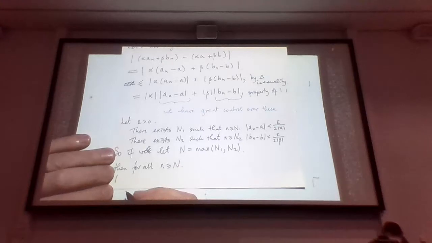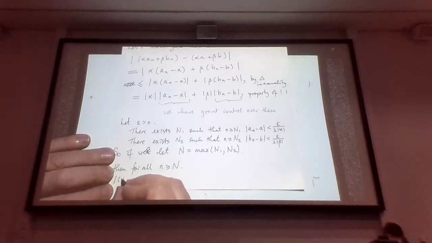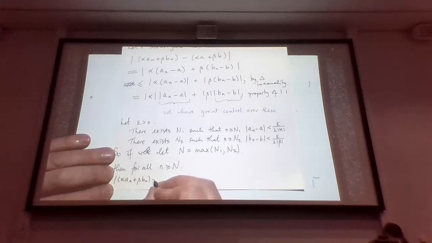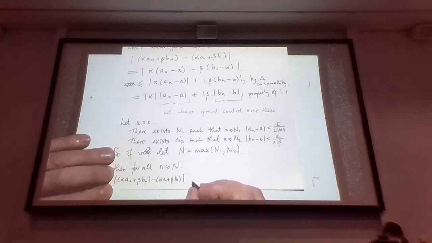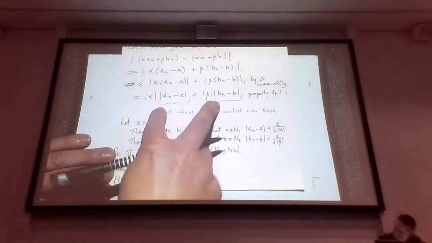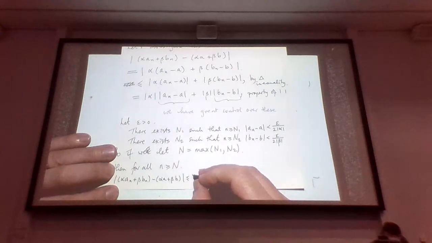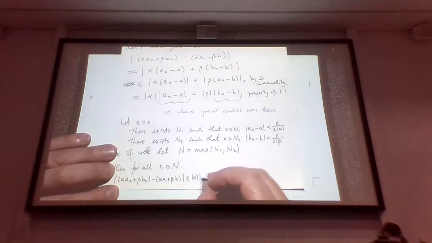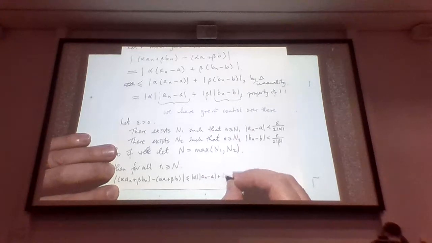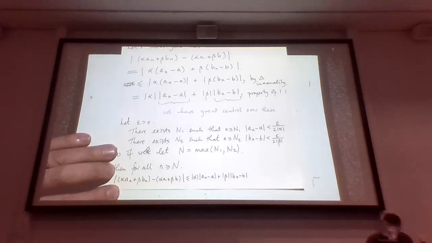the absolute value of the thing we're interested in, which is alpha an plus beta bn, minus alpha a plus beta b. Okay, we've already shown this is less than or equal to this final expression here. This is when we investigated it, we found that this is absolute value of alpha times absolute value of an minus a, plus absolute value of beta times absolute value of bn minus b.